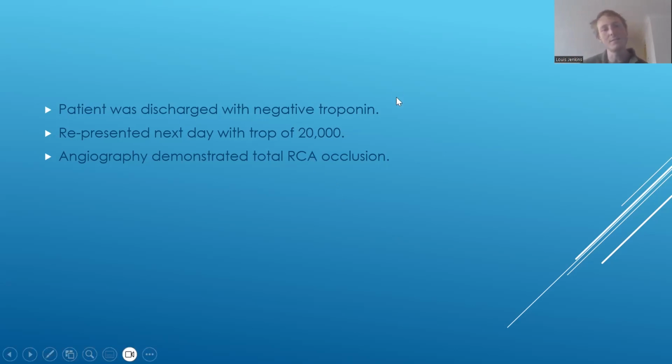I don't fully understand why his troponin would have been negative in the first instance. I might have to do a bit more reading on that. If anyone knows the answer, please send me an email. Potentially his artery wasn't completely occluded at the point that he was in the ED, and maybe some blood was still flowing through. But yeah, not too sure.